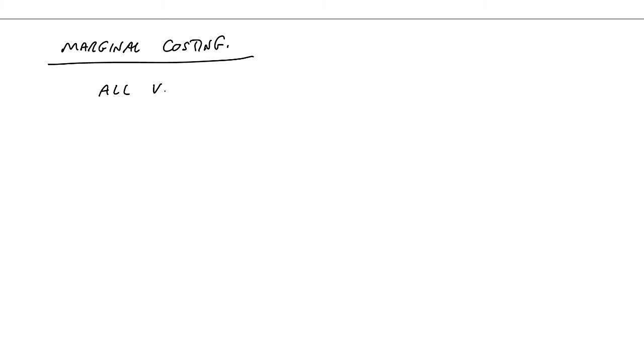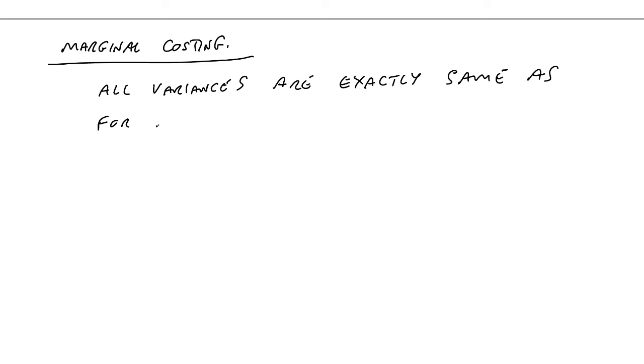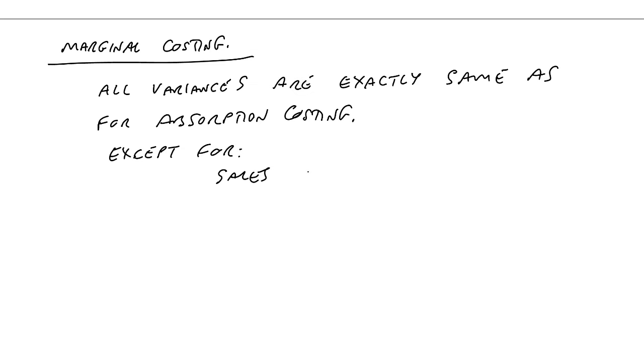All the variances are exactly the same as for absorption costing. So I'm not going to waste time going through them all again, except for two. And the two are the sales volume variance and the fixed overhead variances.